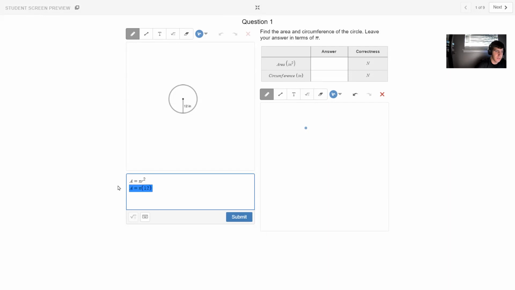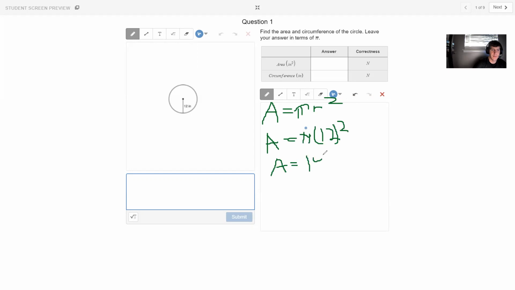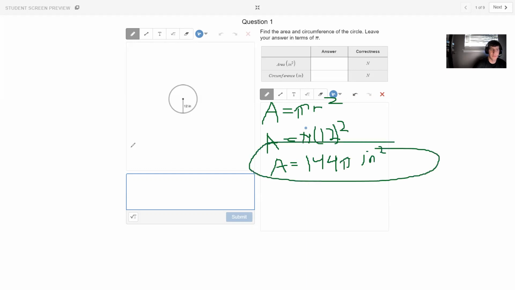Let's just write it. It's going to be a little messier because I'm on my PC, but that's okay. My area is pi r squared. And so you're substituting in 12 for your radius. So that's going to be 144 pi. And then what units? It would be inches squared because it's two-dimensional.